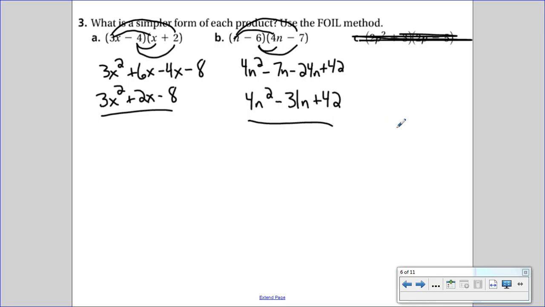So those are the 2 methods that you'll be using for this section. Go ahead, look through the book if you need a few more examples to go ahead and try. And let me know if you have any questions.